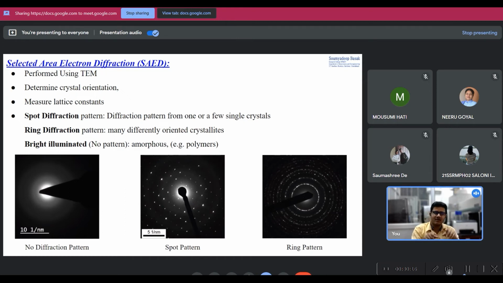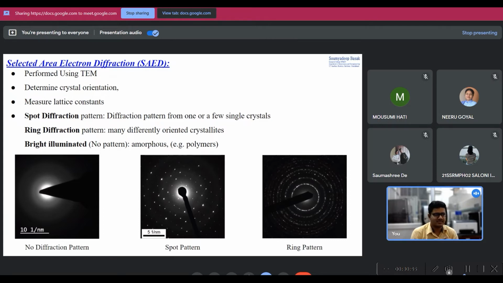And why do we not get any diffraction pattern for amorphous material? There is no particular atomic arrangement for amorphous material. There is no crystallinity. The atoms are not regularly arranged, so the diffraction pattern is also not regular. Whatever electron beam is bombarded on them, the diffracted electron beam goes everywhere. So there is no electron beam diffraction.